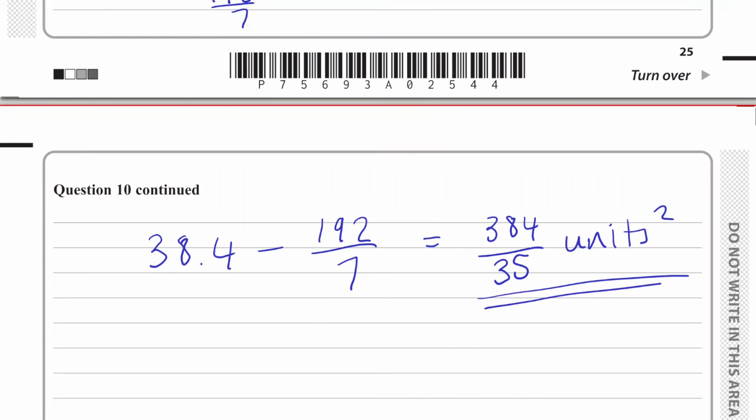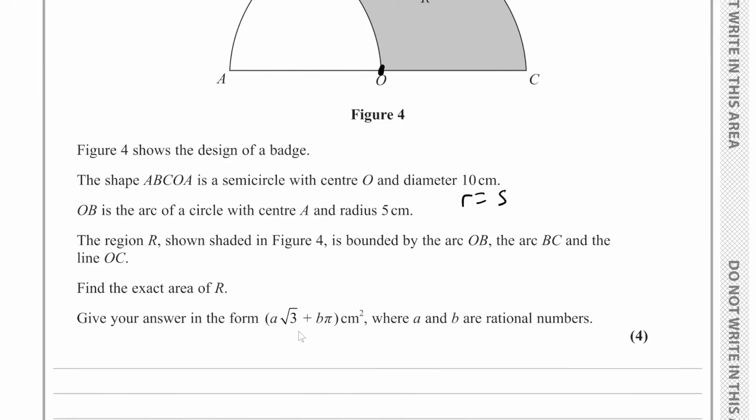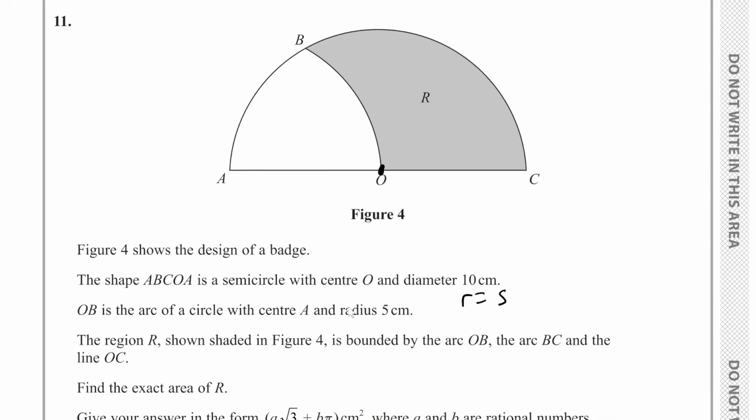Question 11. Figure 4 shows the design of a badge. The shape ABCOA is a semicircle, center O, diameter 10, so the radius is 5. OB is the arc of a circle, center A, and radius 5, so it's kind of like the same circle. Find the area of R. Give your answer in the form A root 3 plus B pi centimeters squared.